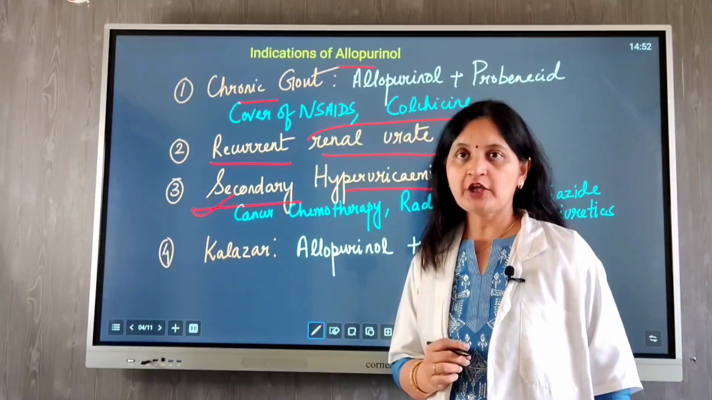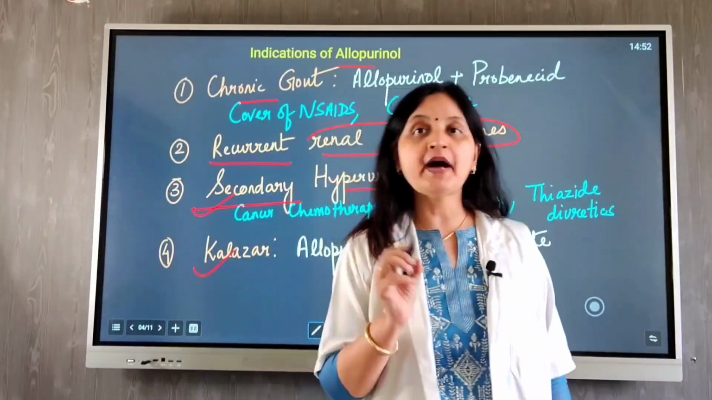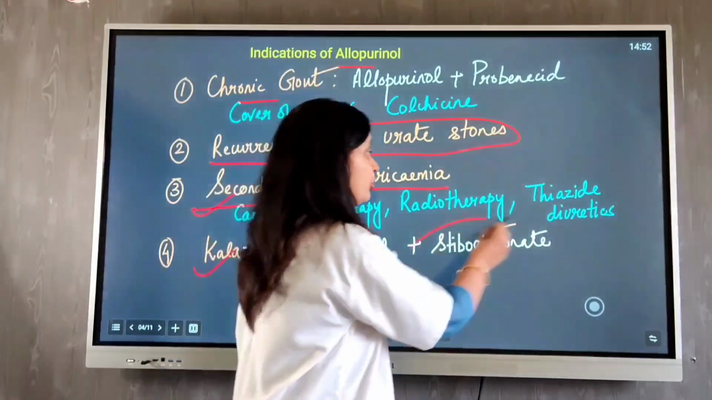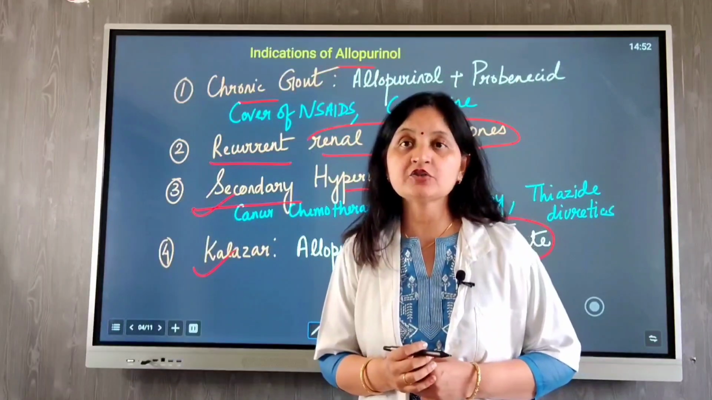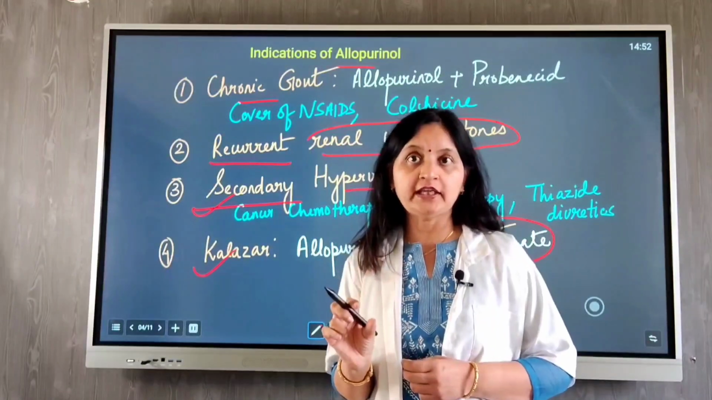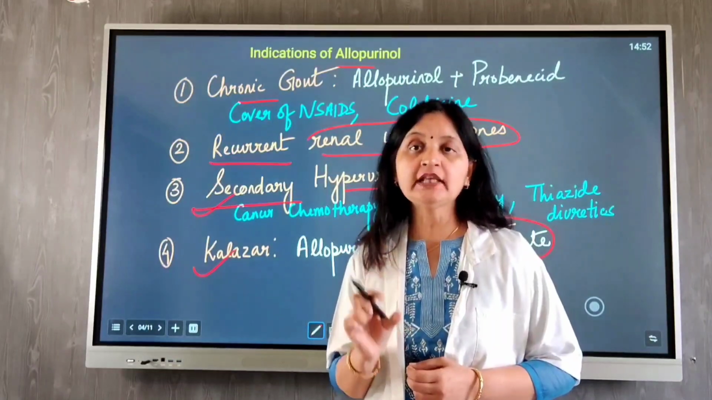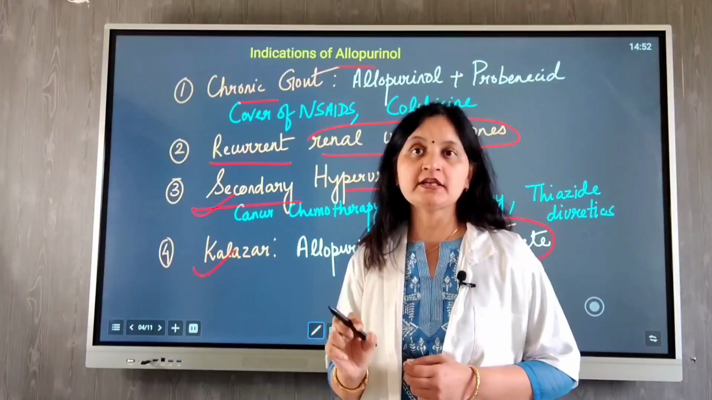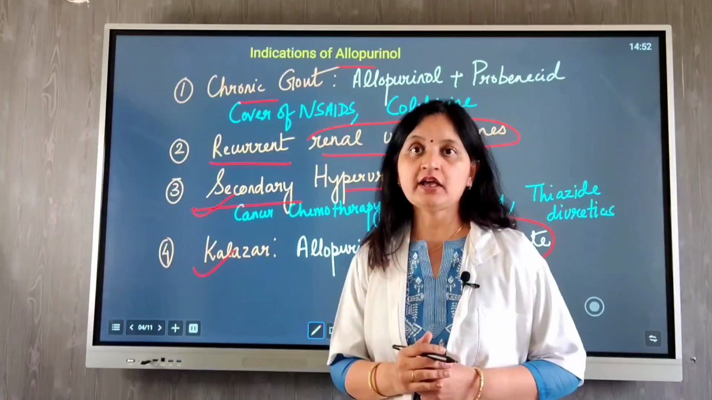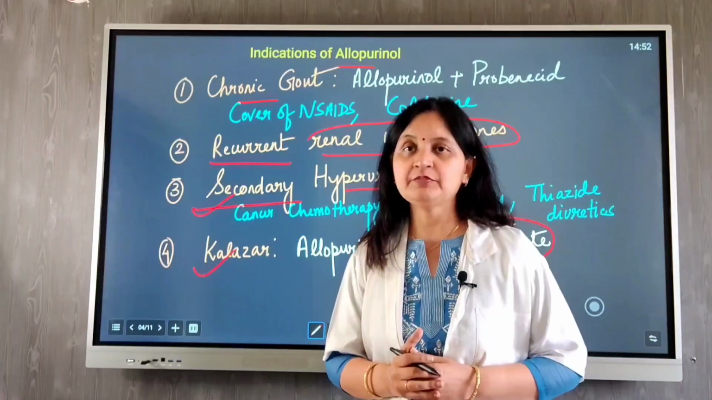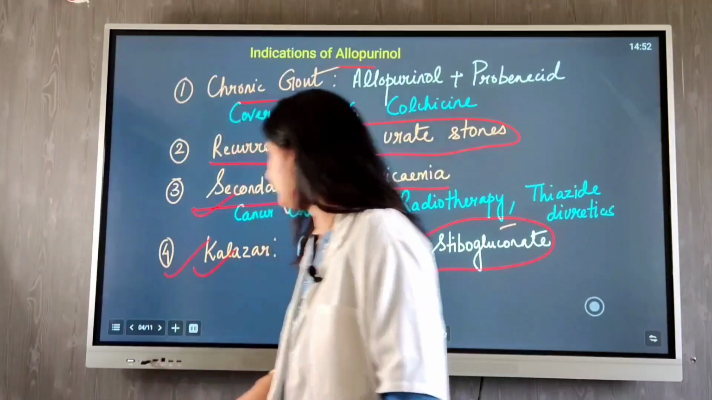The next use of allopurinol is kala-azar. So allopurinol can be combined with sodium stibogluconate in the treatment of kala-azar. As we know, kala-azar is caused by Leishmania donovani, which is the causative organism, and allopurinol, by altering its purine metabolism, inhibits Leishmania donovani, the causative agent for kala-azar, and thus helps in the treatment of kala-azar. So allopurinol in the treatment of kala-azar.